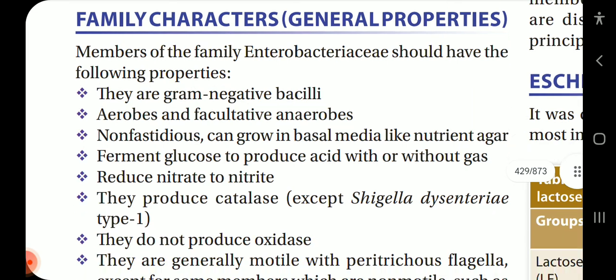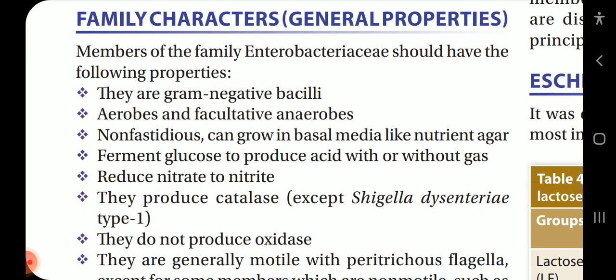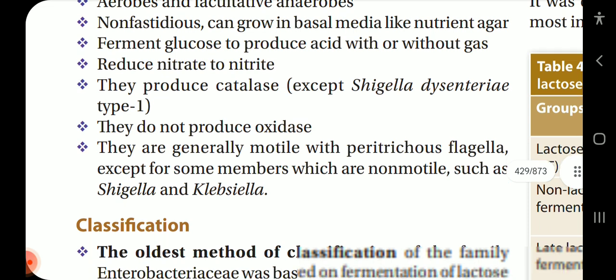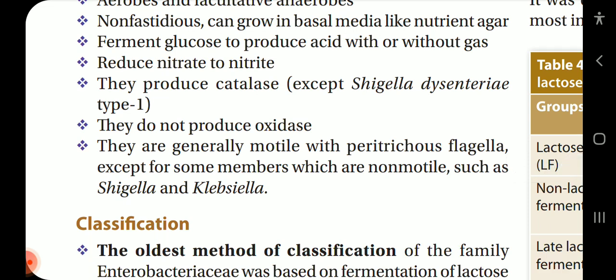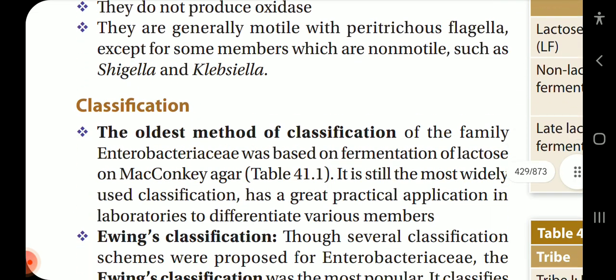Members of family Enterobacteriaceae should have the following properties. They are gram-negative bacilli, aerobes and facultative anaerobes. Non-fastidious, can grow in basal media like nutrient agar, ferment glucose to produce acid with or without gas, reduce nitrate to nitrite. They produce catalase except Shigella dysenteriae type 1. They do not produce oxidase. They are generally motile with peritrichous flagella except for some members which are non-motile such as Shigella and Klebsiella.